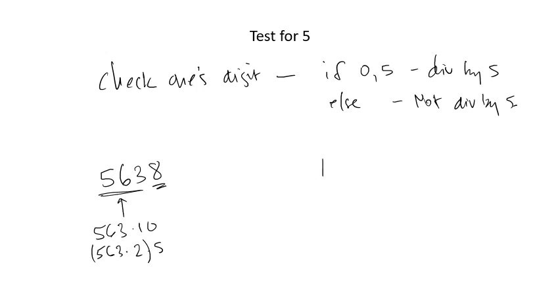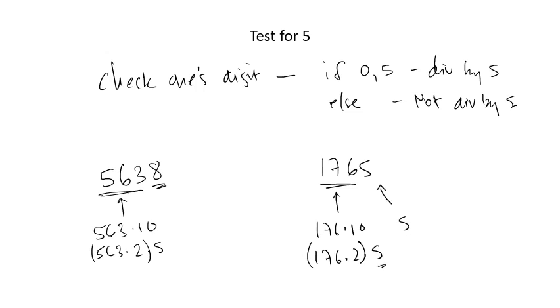If I compare this to 1765, so now again this 176 times 10, this is times 2 times 5, so split the 10 into the 2 and the 5. So we know this is divisible by 5. This 5 is also divisible by 5.